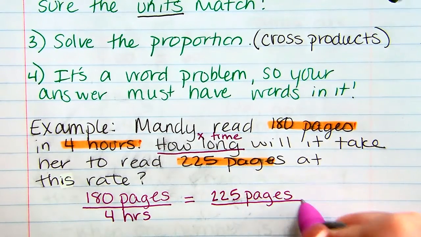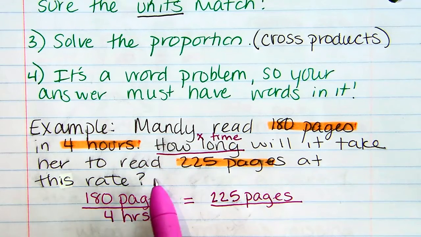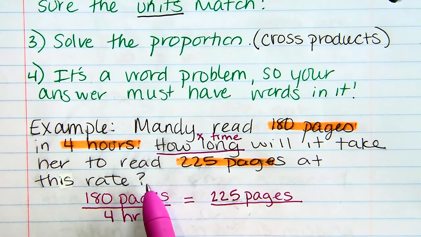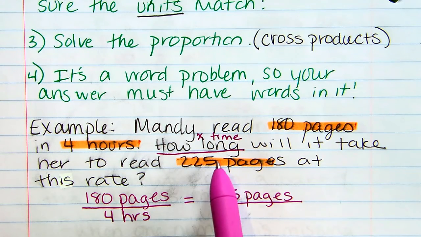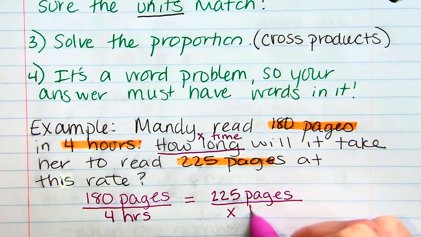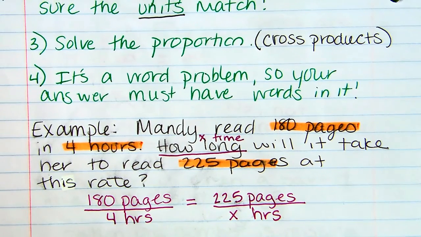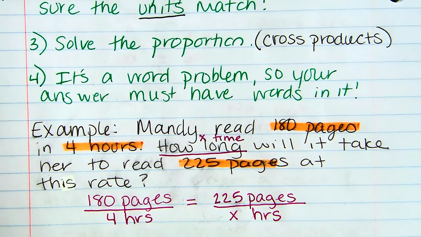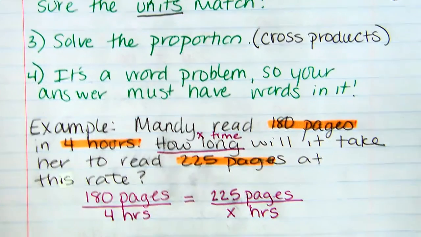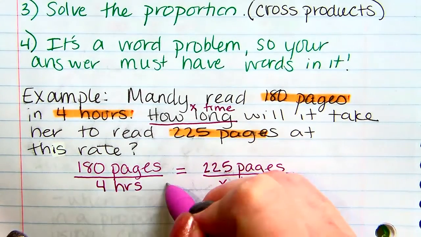And it asked us, how long will it take for her to read 225 pages at this rate? So that means that our x, that's hours. So I'm going to put x hours underneath. Now, from here, we're going to go ahead and solve our proportion, and we are going to use those cross products. So we are going to begin by multiplying diagonally.